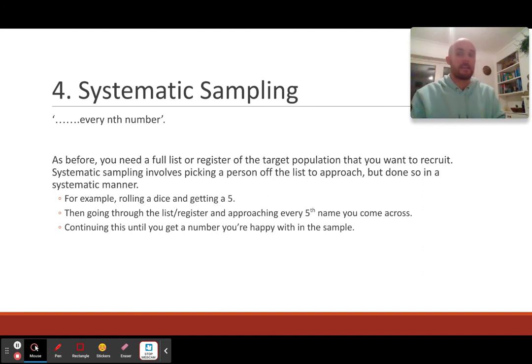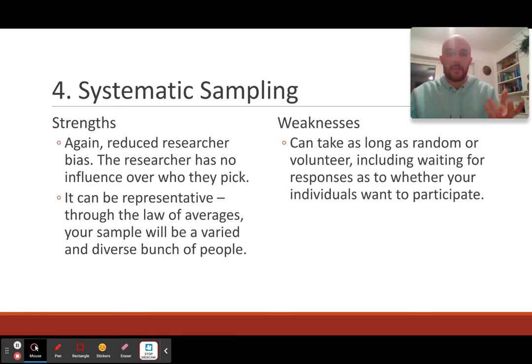You roll a dice, it comes up with a 3. You then pick every third person and approach those. To be honest with you, it's not particularly different from random, but again, there's no research bias. It is incredibly representative, but it can take quite a while to do.